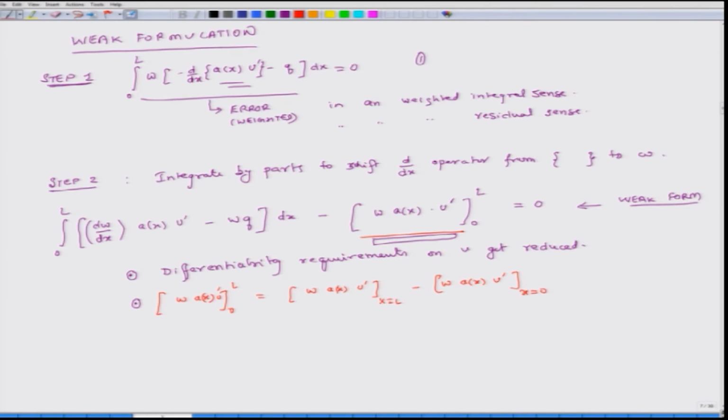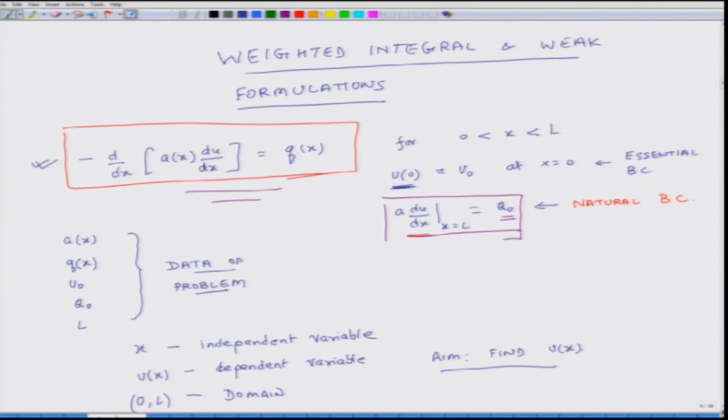Okay. Now, in this we have this term. So, these are two boundary terms. One boundary term is associated with the first boundary x equals L, the other one is associated with x equals 0. And the one which I have put in green, the mathematical relation Ax u prime, is the same as this boundary term A du over dx.